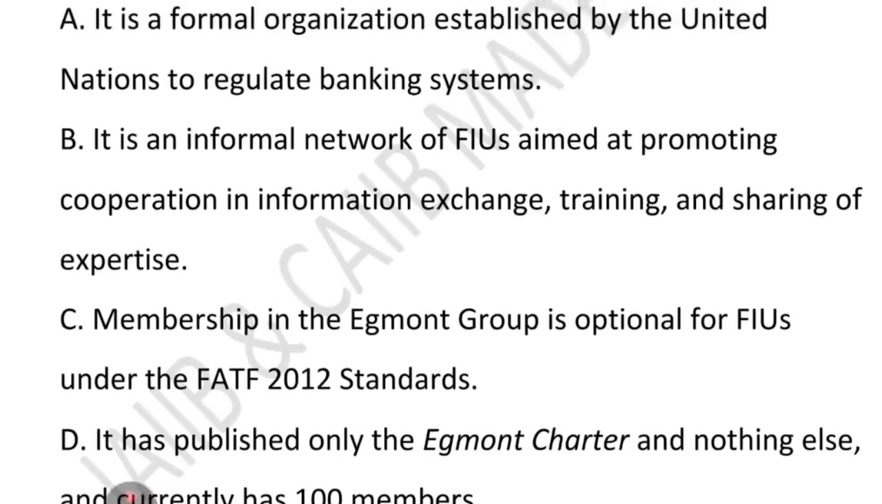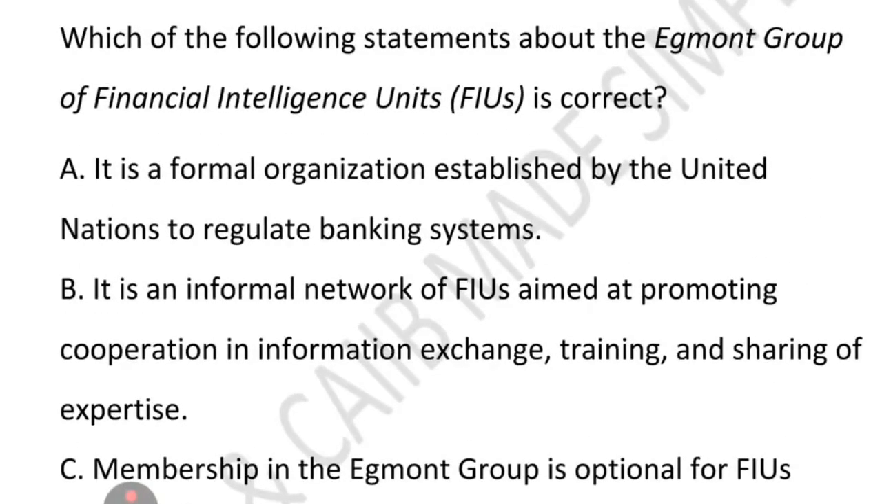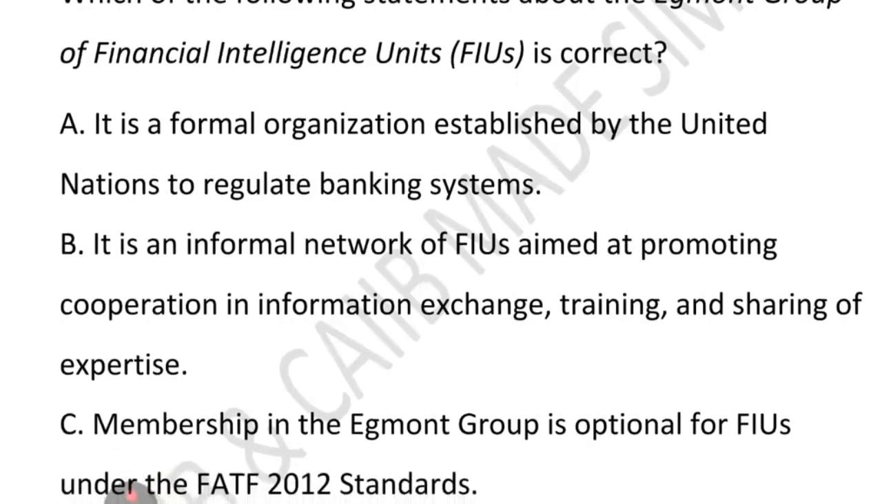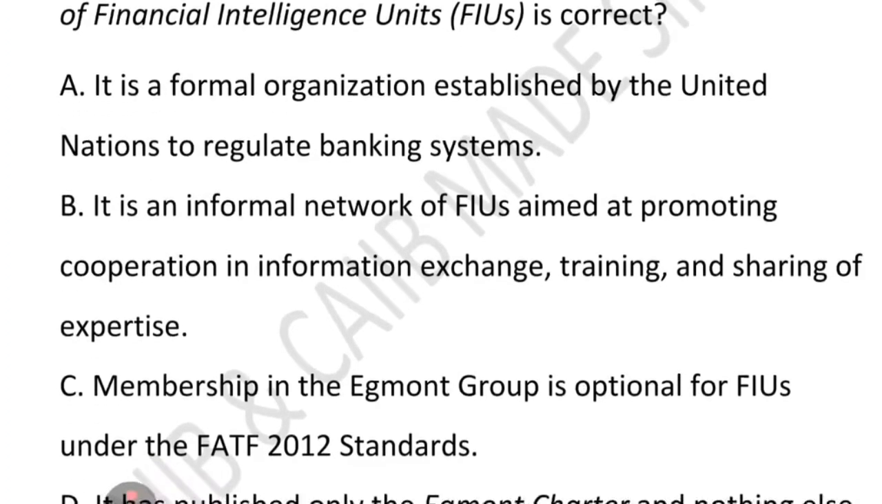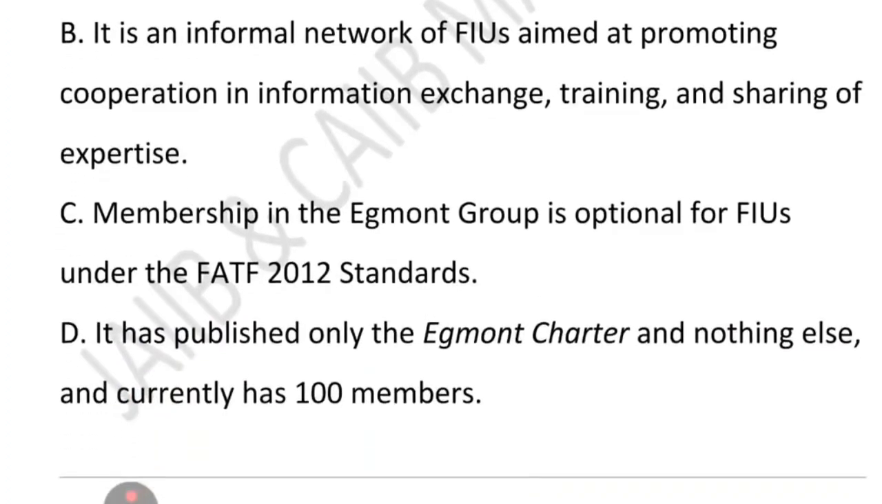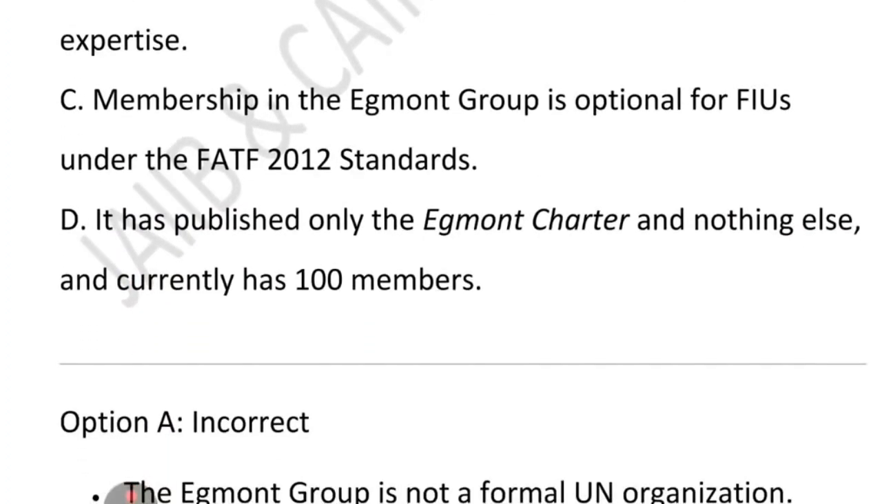So what we learned from this question is that the Egmont Group is an informal network, not a UN body or a bank regulator. Their main job is to help financial intelligence units share information, train and fight financial crime. And the third point I told you is that their membership is mandatory as FATF says so. And they are more than just the charter. They have multiple documents and they have 151 members. So the correct answer is option B.